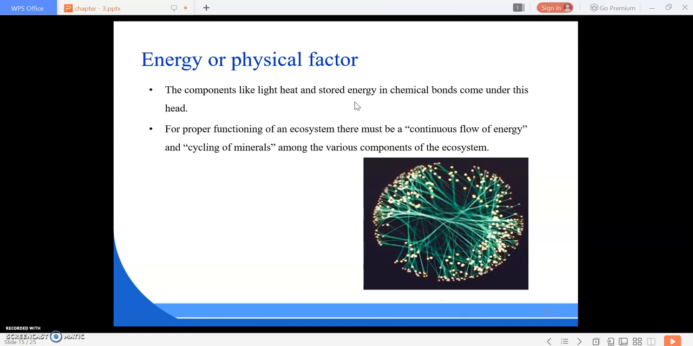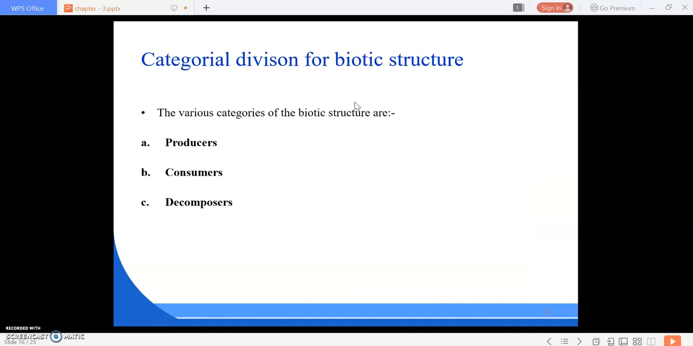If we want to survive in this environment, we have to make a balance between these two. In this chapter we are also going to learn that without the non-living components we cannot sustain. Every living organism is dependent on non-living things, and the non-living things are also dependent on the living organisms. Next, what are the categorical divisions for biotic structures?